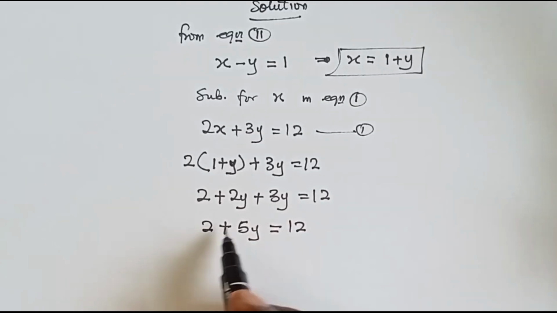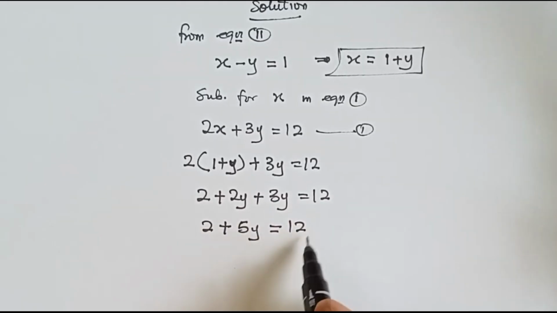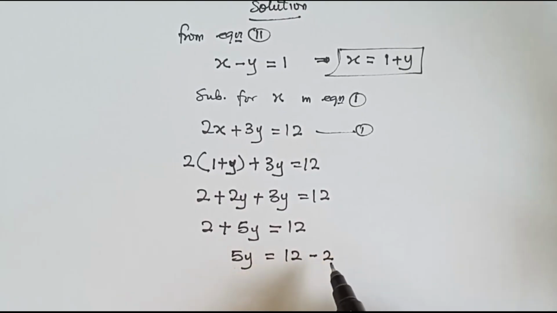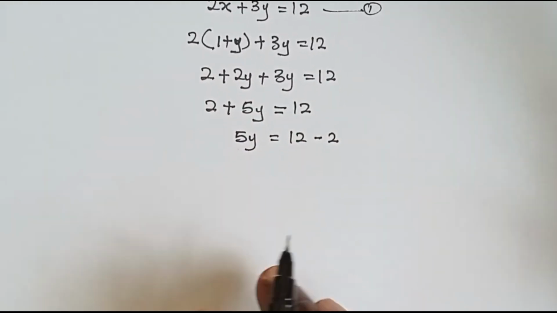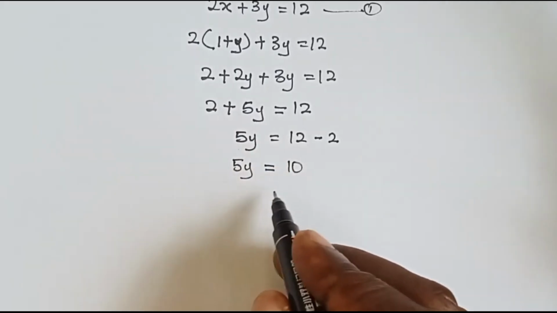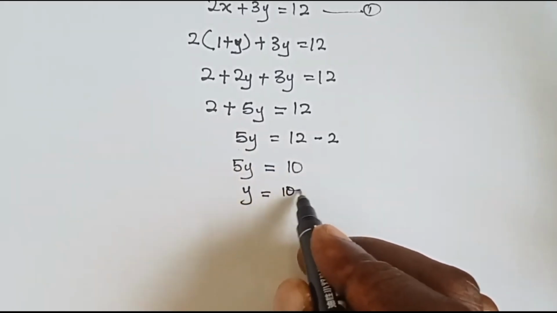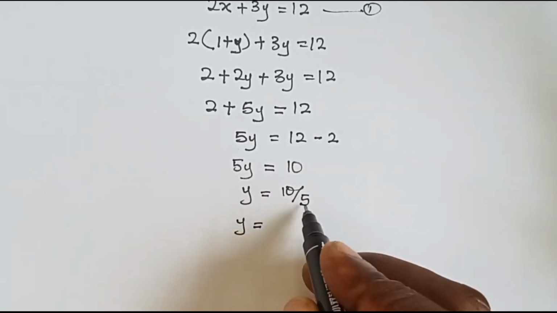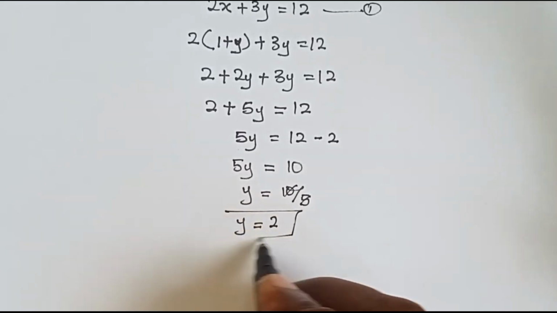Then I will take this 2 to the other side. This 2 is a constant, 12 is a constant. 5y = 12 - 2, and 12 - 2 is 10. So we have 5y = 10. And how do you find our y? Our y = 10 divided by 5. Then y = 2.